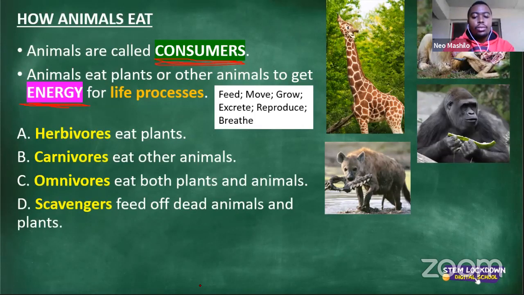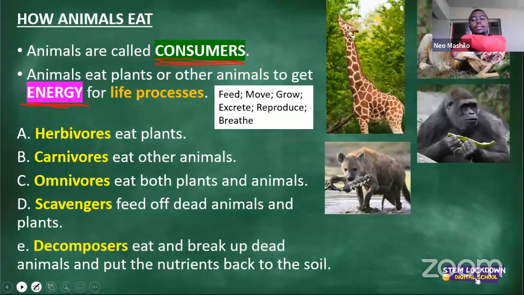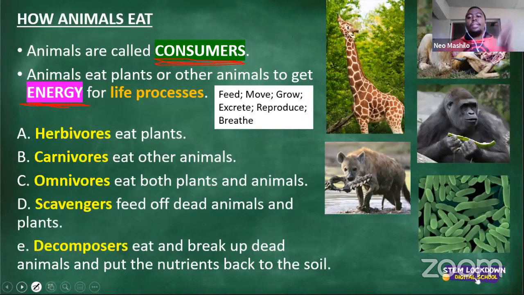And then the last group of animals is what we call decomposers. And these are animals that eat dead plants and animals, and then they break down that animal or plant, and they return the nutrients back into the soil. And that's how the plant then gets its nutrients from the soil.